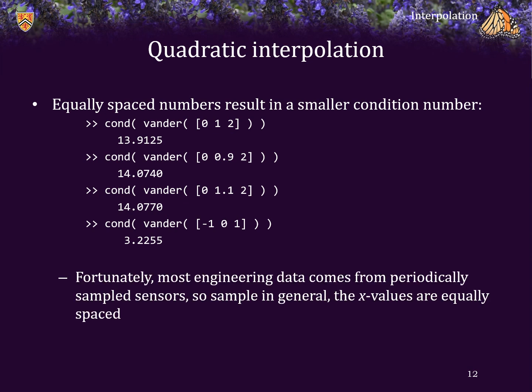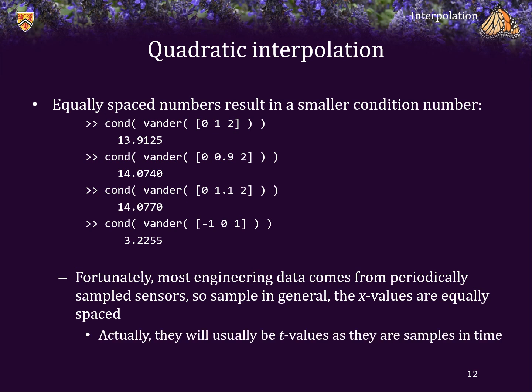Now, fortunately, most engineering data comes from periodically sampled sensors. What this means is that by default, the x values are going to be equally spaced. Actually, they're t values rather than x values because they are samples in time. It is the y values that are the values of the samples, whereas the x values, or more correctly t values, are the points in time at which the samples are taken.